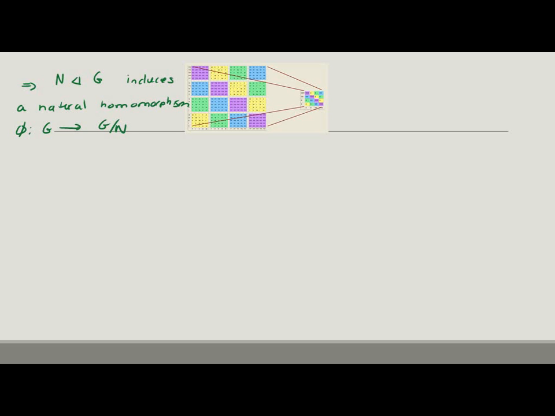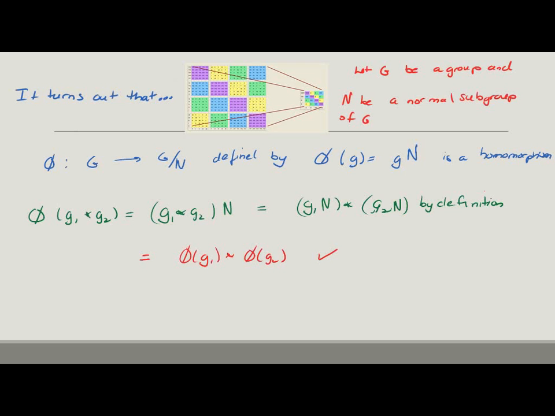So if N is normal, phi goes from G to G/N. We call this a factor group. This is called a factor group, which is composed of the normal subgroup. It's that definition I gave you on the previous page, right? They don't want to say G/N every time, so they call it a factor group.